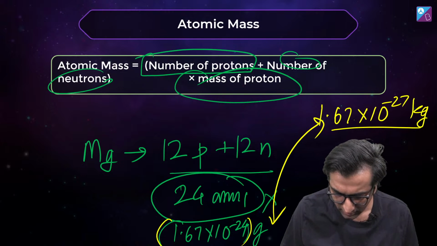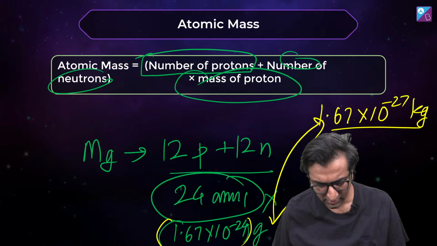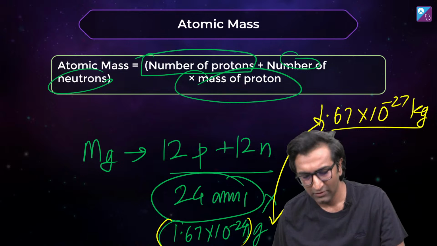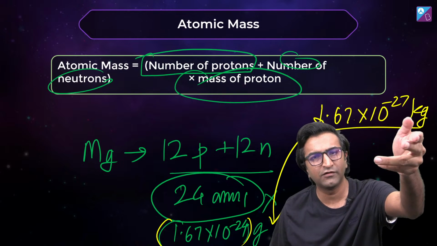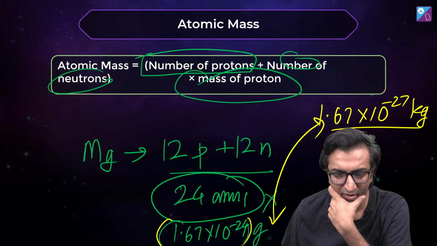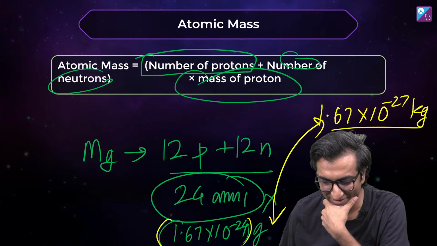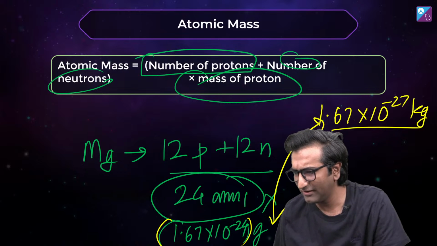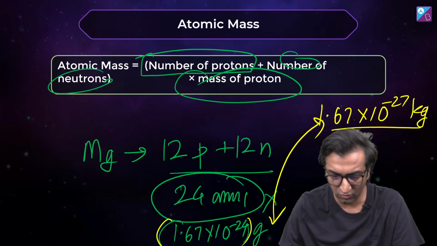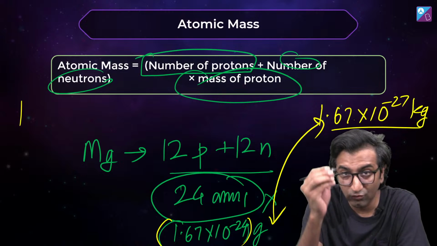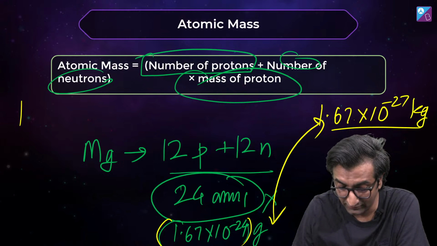What did I do here? I'm asking the most basic thing: 1.67 into 10 power minus 24 gram is 1.67 into 10 power minus 27 kilos. How did I do this? Does anyone know? How do you get this 27 from 24? What did I do? Look, it's a very simple idea, and do this every single time since you are doing it right from the basics, okay?